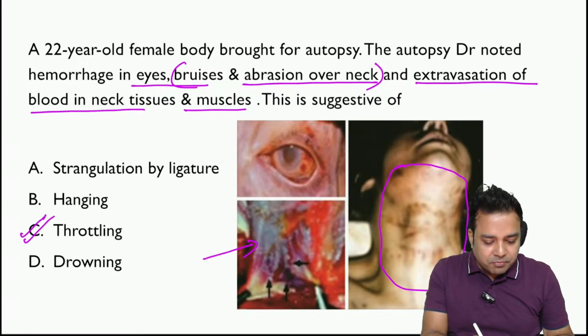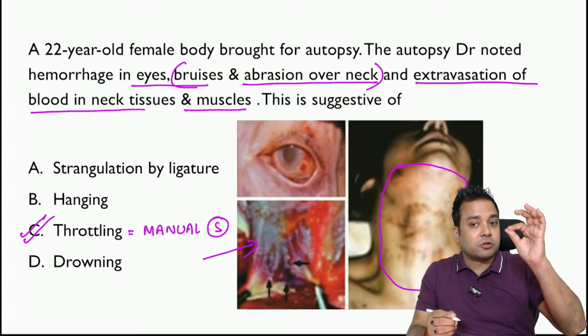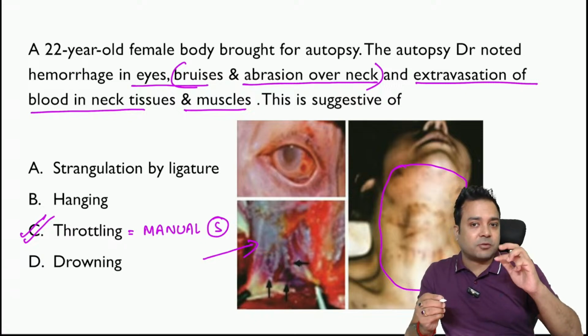Throttling is manual strangulation of a person, where the strangulation is done by hands. The pressure by the fingertips leads to small round bruises called sixpenny bruises, and the fingernails can lead to scratch abrasions mainly.